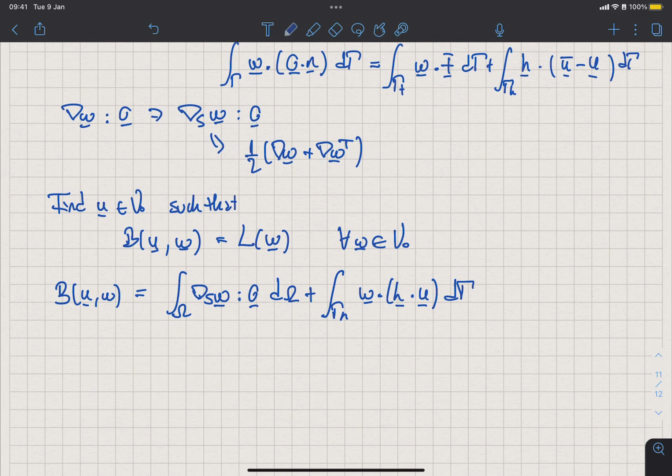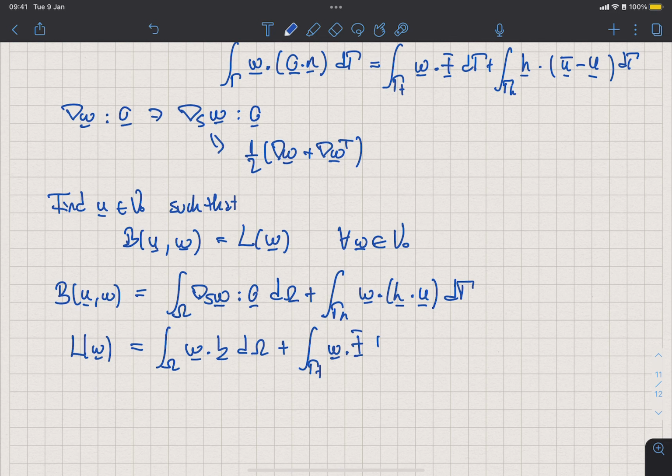And then the linear form is going to be equal to the term that contains the body force, which is an integral over the volume. And then we have two terms, one coming from Neumann boundary conditions, and another one from the Robin boundary condition. Okay. So far, so good.